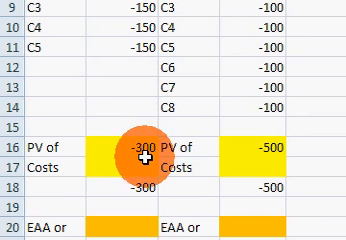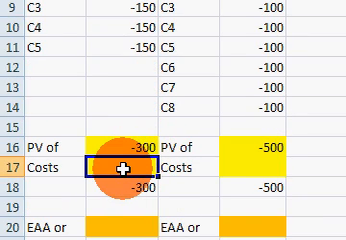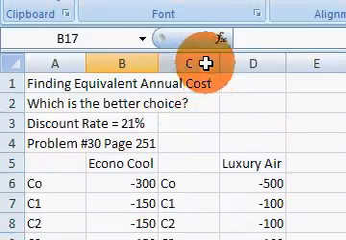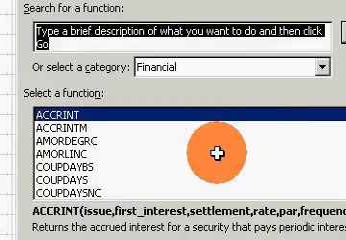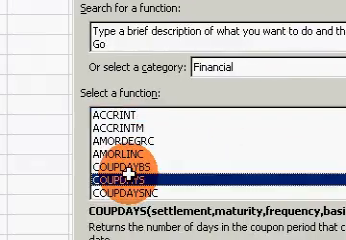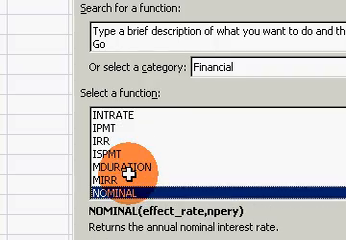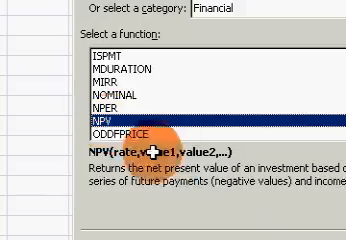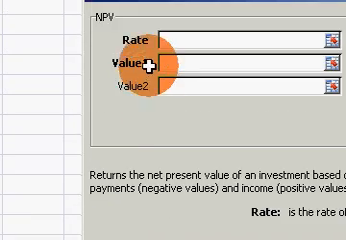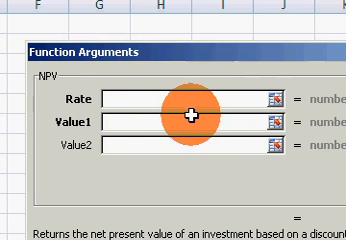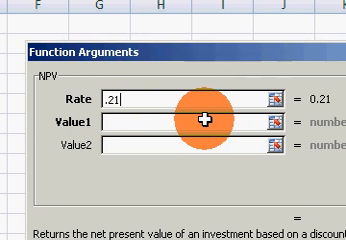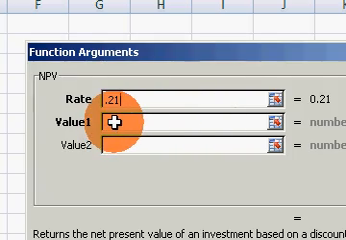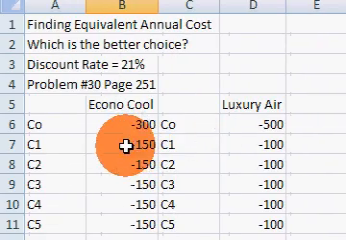So what we're going to use next is the net present value function. We'll go back up to f of x, and under financial, we're going to find net present value. Let's go down there. I'm going to hit OK. Notice it says the rate; we're going to use the 21% that's in the homework problem. For the values, I'm just going to click on the values that I've already put in here.